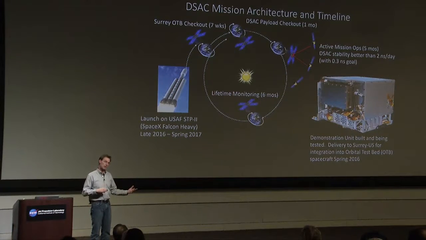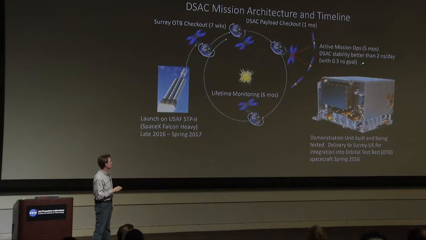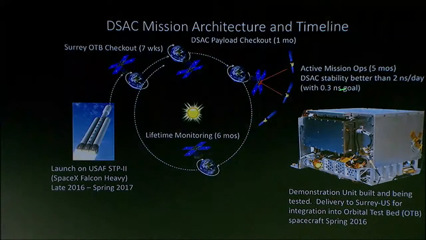So even though the GPS clock isn't as stable as our clock, it's moving around, we know how it's moving around. We can take that information with these measurements, and we can determine how well our clock operates. And so our requirement is to show that DSAC stability is better than 2 nanoseconds per day. And our goal is about 0.3 of a nanosecond per day. And if you remember back when I was talking about the DSN, it's about 1/10 of a nanosecond per day. So we're really in the ballpark of what the DSN is able to provide.